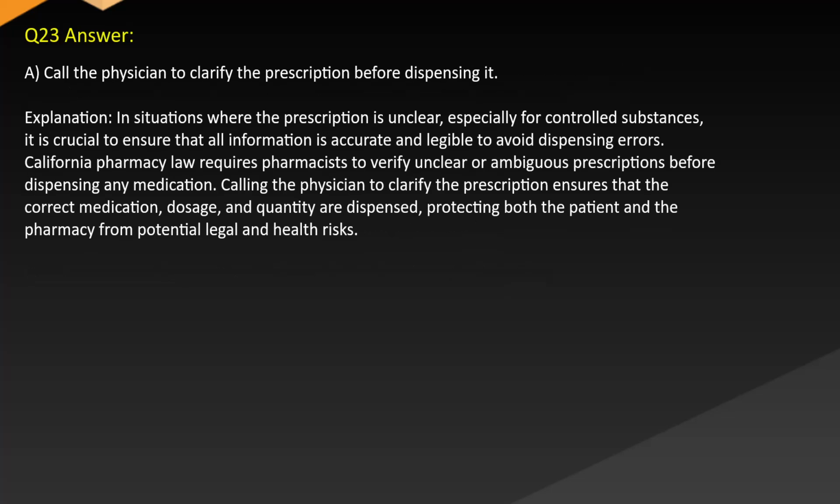Answer. A. Call the physician to clarify the prescription before dispensing it. Explanation. In situations where the prescription is unclear, especially for controlled substances, it is crucial to ensure that all information is accurate and legible to avoid dispensing errors. California pharmacy law requires pharmacists to verify unclear or ambiguous prescriptions before dispensing any medication. Calling the physician to clarify the prescription ensures that correct medication, dosage, and quantity are dispensed, protecting both the patient and the pharmacy from potential legal and health risks.